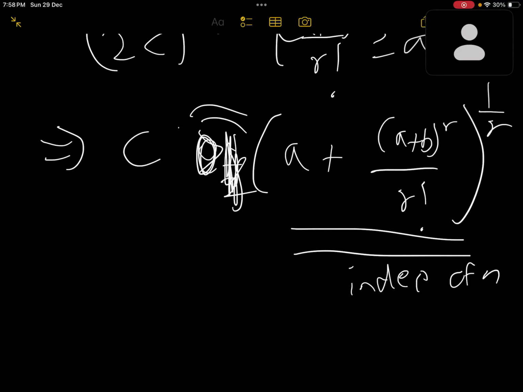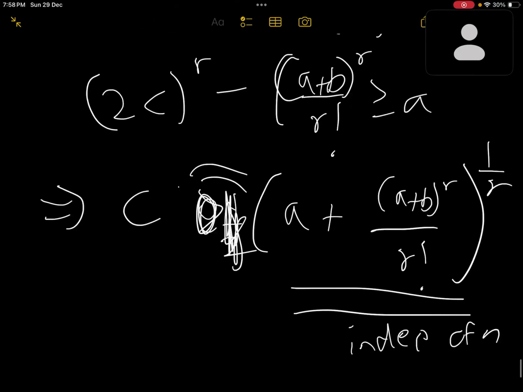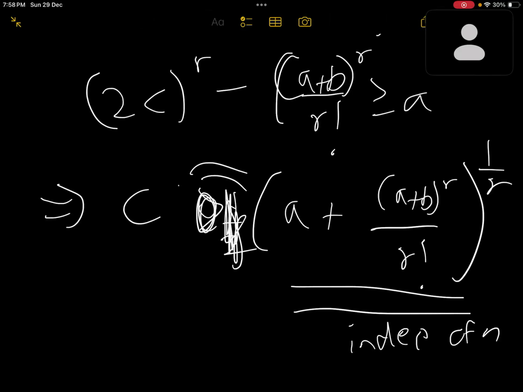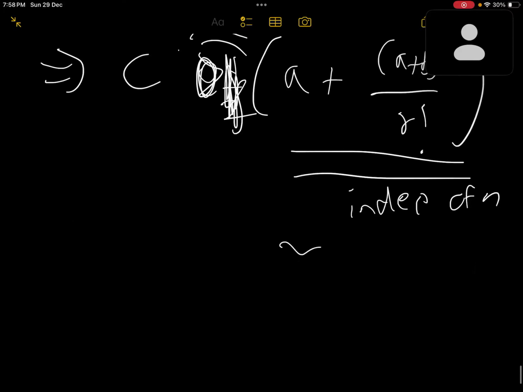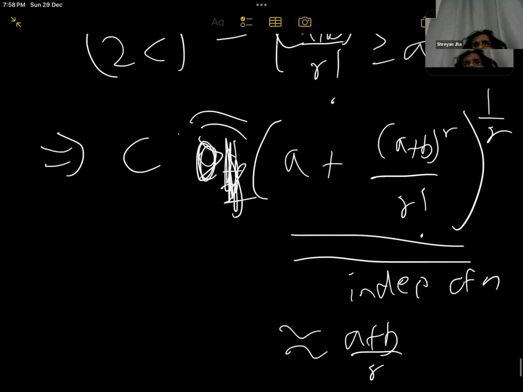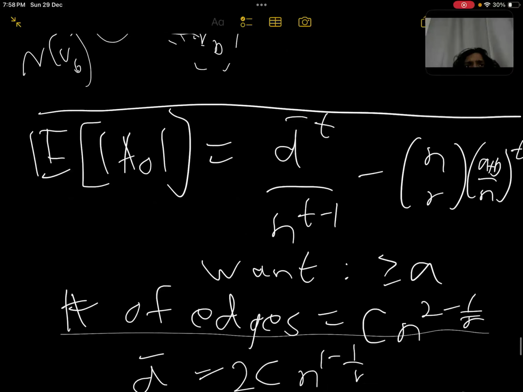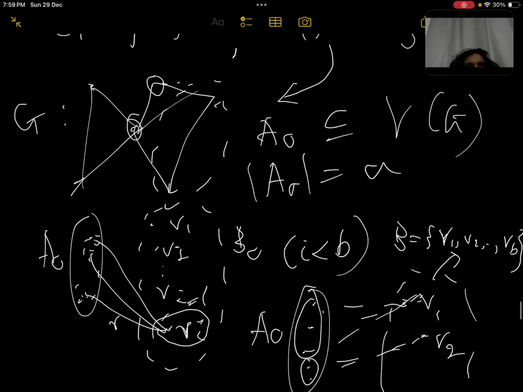So I think Shreyan had asked me what's the value of C. This is the value of C that works in terms of A, B, and R. I think it's roughly a pretty small value actually. It's roughly A plus B by R, I think. So in fact, a very small constant, linear in the number of vertices. So that's how this final thing worked.